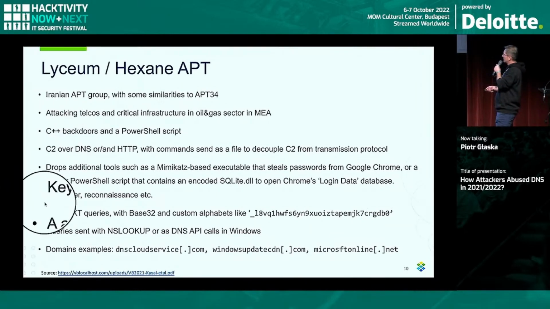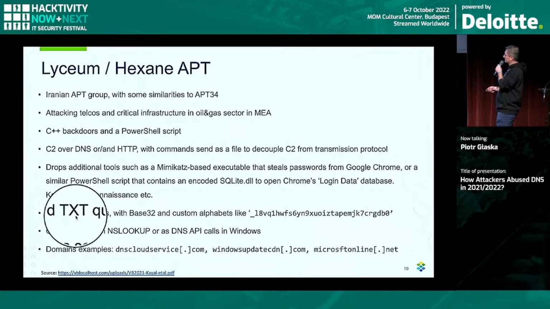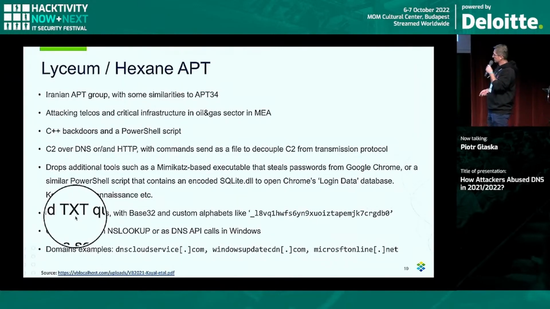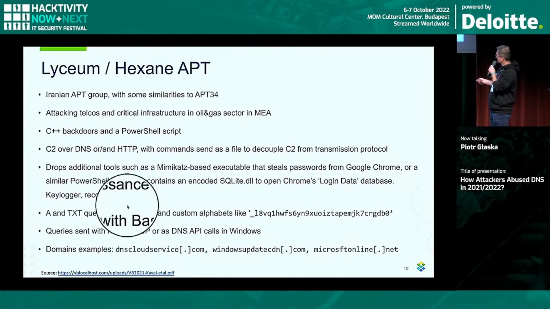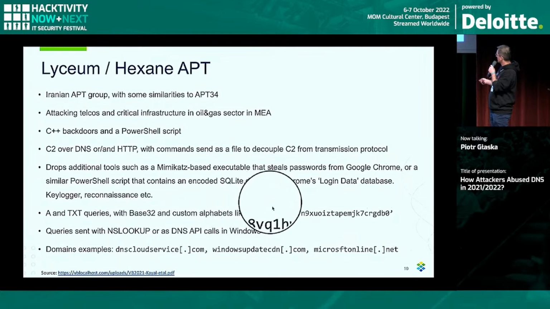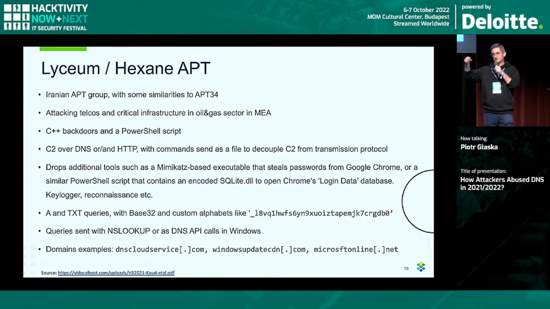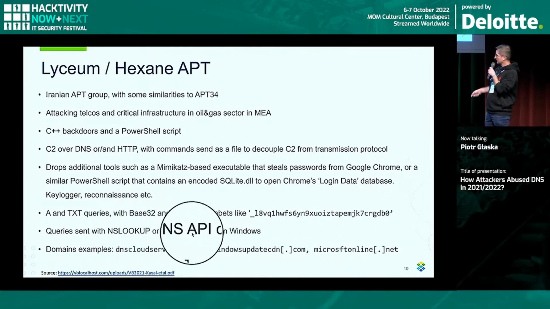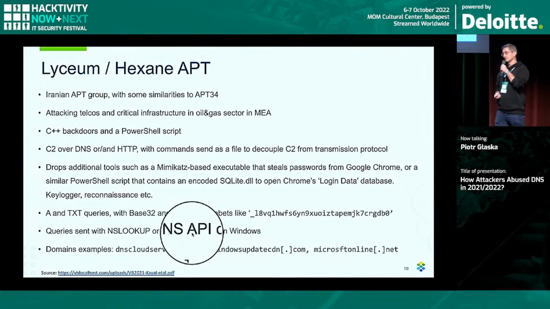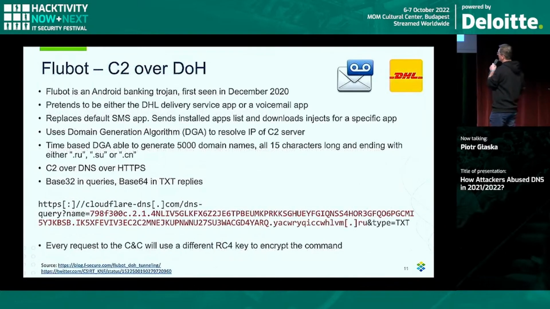They use A queries to exfiltrate data and TXT replies for command and control communication. Again, base 32 encoding with some custom alphabets like you see here. Normally, the base 32 alphabet is like A, B, C, D, and so on. Here you can see it's completely different. Again, several domains used. And in this case, they were a little bit simpler. They were using NSLOOKUP and DNS API calls to resolve domain names to IP addresses.